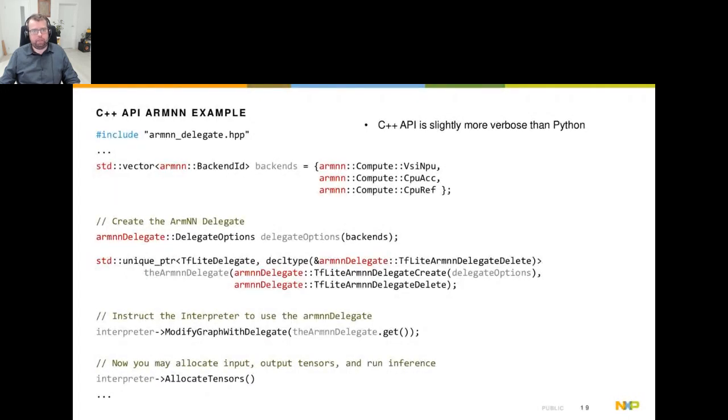The C++ API looks very much similar. So again, you specify the backends and create an instance. Afterwards, you feed the interpreter using the ModifyGraphWithDelegate function with the Arm NN delegate, and afterwards you do pretty much the same stuff like we did in Python.